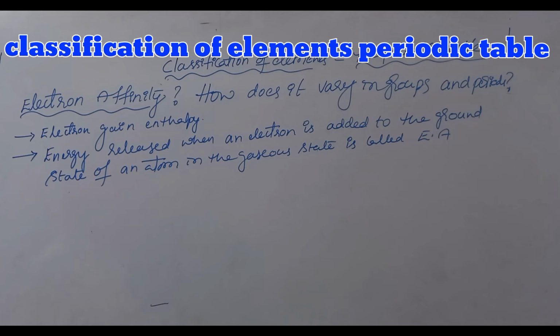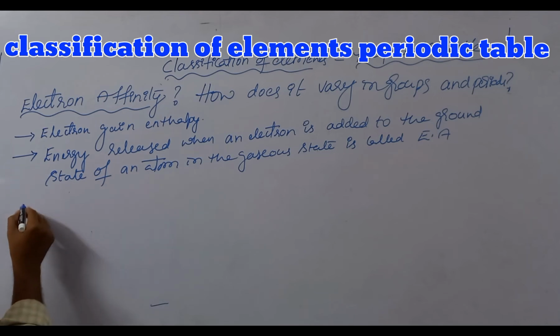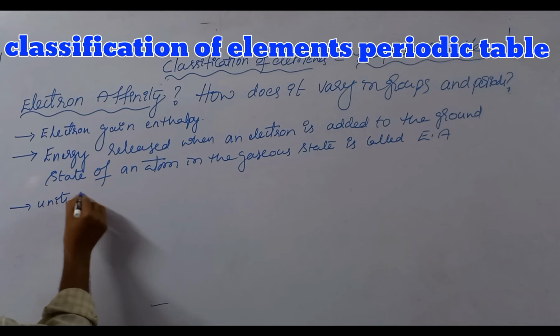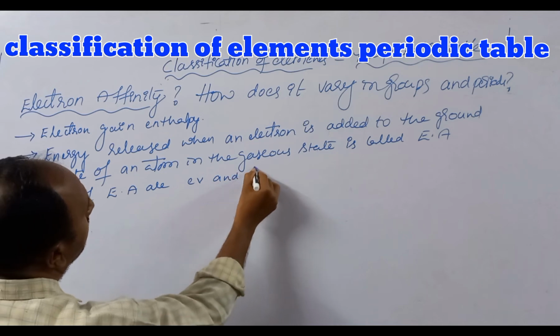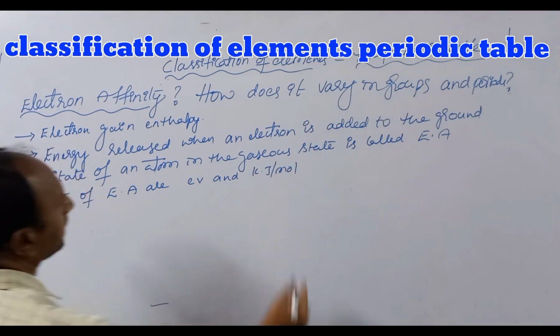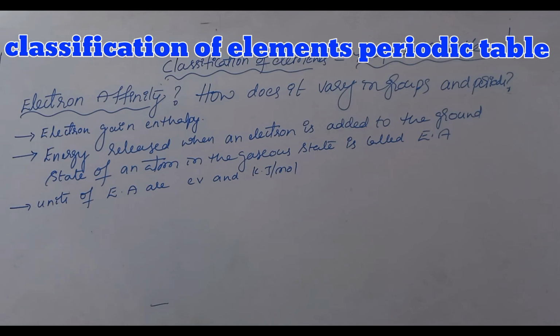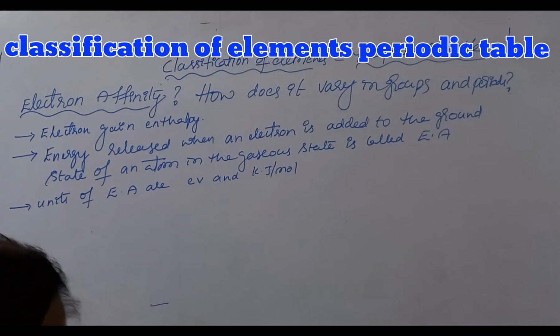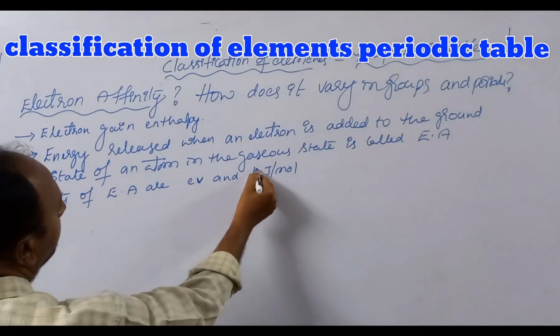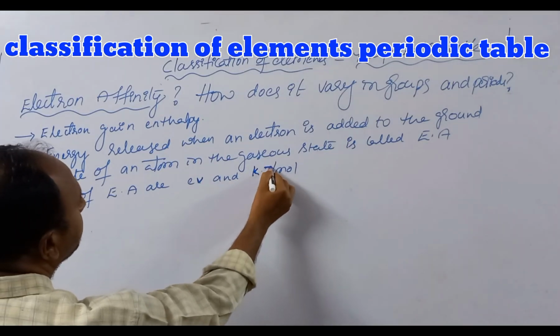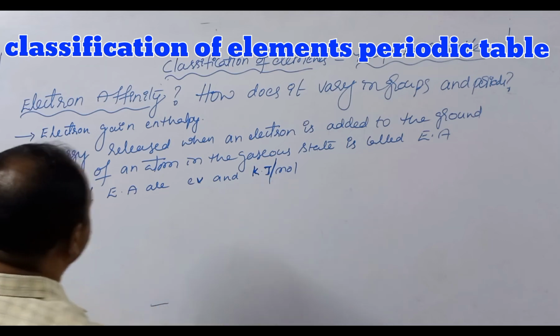Electron affinity units are the same as ionization energy units. So, units of electron affinity are electron volts and kilojoule per mole. Units of electron affinity and units of ionization energy both are the same, students. You know ionization energy units are electron volts, denoted by eV, and kilojoule per mole. K is kilo, J means joule, and this is per mole.